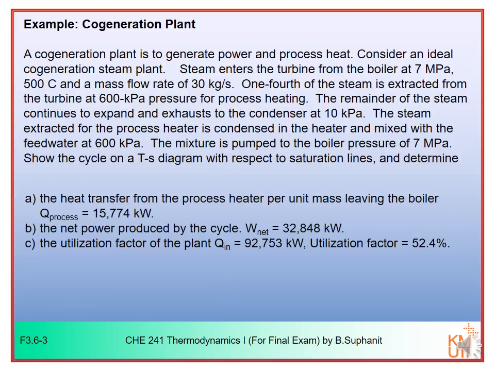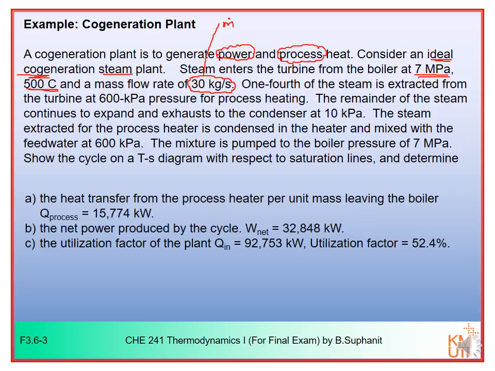Now let's have a look at an example of the cogeneration system. We have a cogeneration plant which can be used to generate both power and process heat. We consider an ideal cogeneration steam plant. The steam which enters the turbine is at 7 megapascal and 500 degrees Celsius. We also have the mass flow rate of the steam in this cycle at 30 kilograms per second. This is the mass flow rate, m dot.